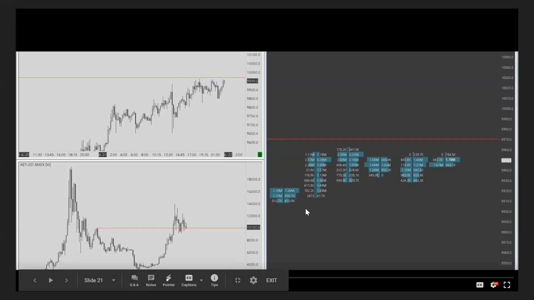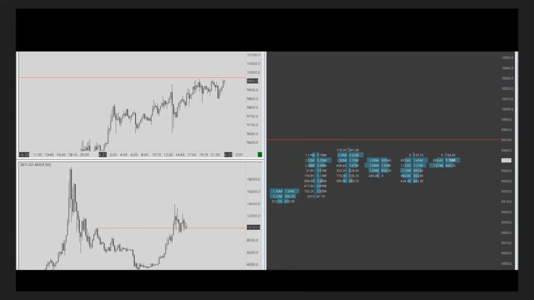Rather than trying to explain what I mean here, I'll just show an example so that you can see exactly what I'm looking for. So this is Bitcoin up at 10K, and note how slow the pace of trade is here, okay?